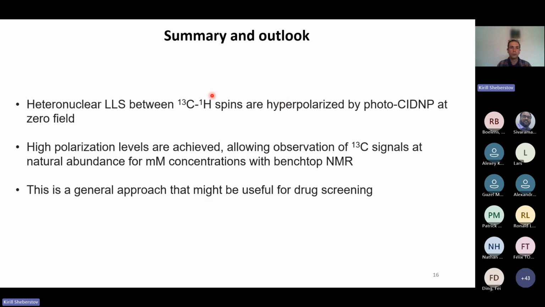With that, let me conclude. So we showed that heteronuclear long-lived states between carbon and proton spins can be hyperpolarized by photo-CIDNP at zero field. We observed very high polarization levels, allowing observation of carbon-13 signals at natural abundance for millimolar concentrations with benchtop NMR. And in fact, this is still an ongoing project. So we believe that this is a quite general approach that might be useful for drug screening. Currently in Paris, we are reproducing this setup, and we will start soon to work on molecules which are interesting for drug screening.